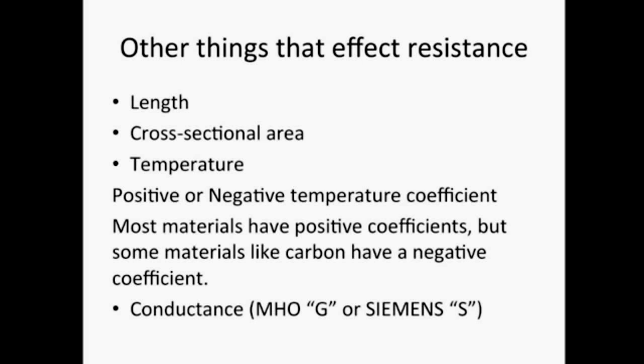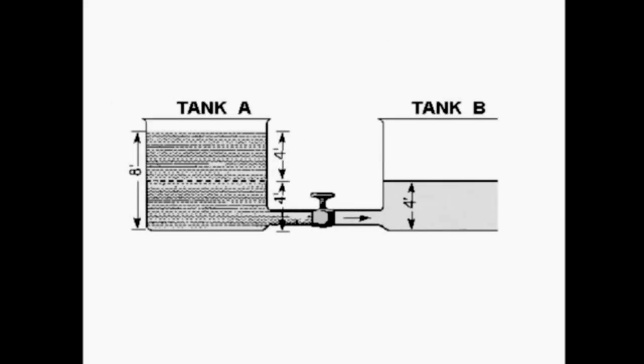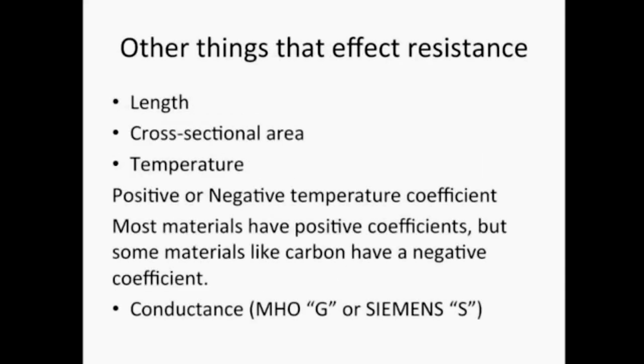Also, the cross-sectional area of the wire, the conductor, is going to affect that. If we look back at our example here, if you were to increase the size of that pipe in the middle, then you would end up with a greater flow of electricity from one point to the next. That's basically saying the same thing as making the cross-sectional area larger. Temperature is also going to affect it. Temperature can affect it differently depending on what kind of material it is.